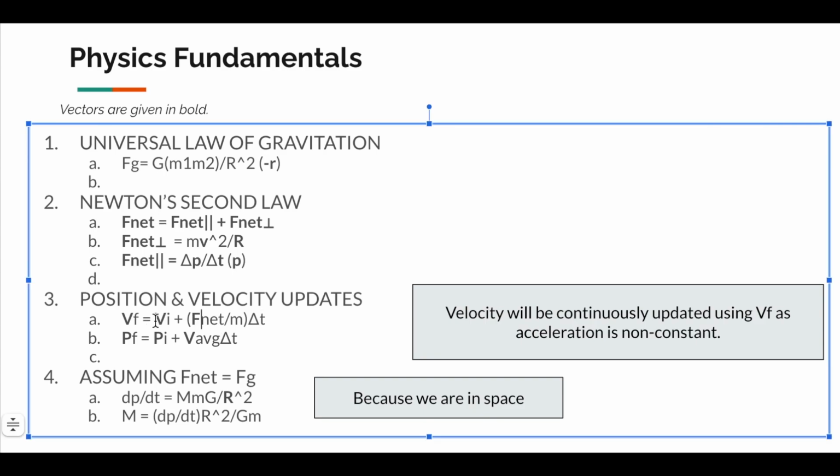For this equation, I'll just highlight. This equation is going to be continuously used, using velocity final for velocity initial, as acceleration is non-constant. And then finally, for this experiment, we're going to be assuming that Fnet equals Fg, which is how we can derive this formula for mass, as our Fnet parallel is the change in momentum over the change in time, and as we made Fg equal Fnet, we can equate these two equations and come up with this equation for mass. And by the way, Fnet is equal to Fg because we're in space.